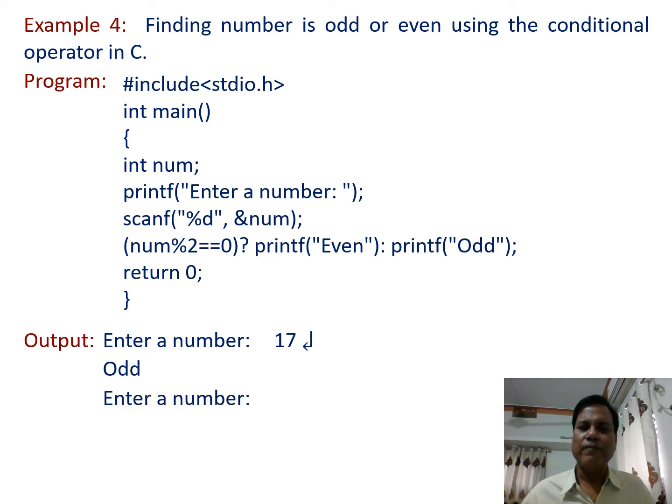Now the second time, "Enter a number". Suppose this time we enter 22. When we divide 22 by 2, we get the remainder 0. Naturally, the condition is true. When the condition is true, then the true part of the conditional operator, that is the part after the question mark, is executed. So we print "even" here.